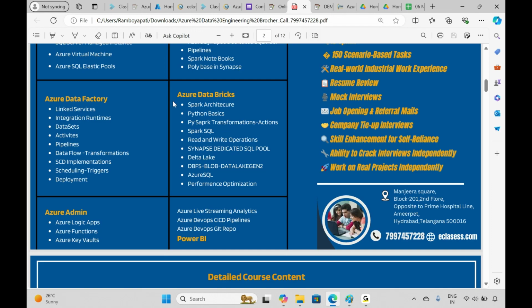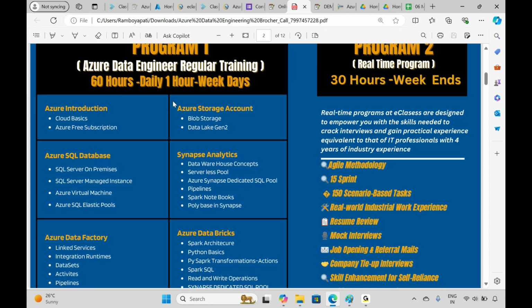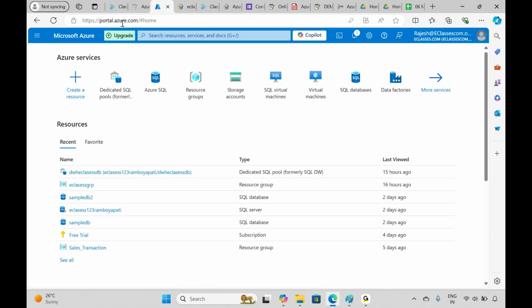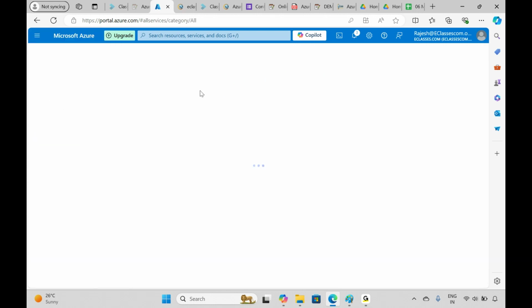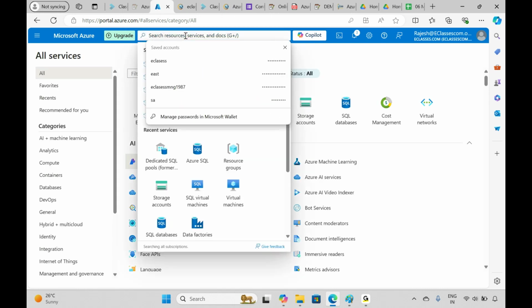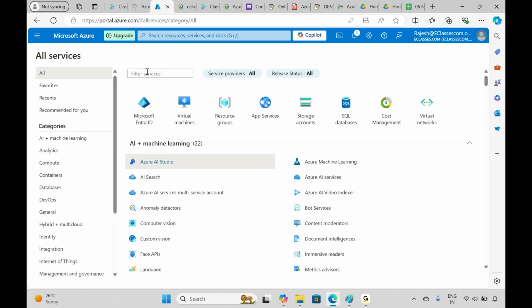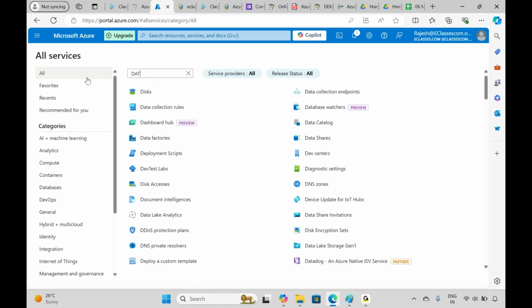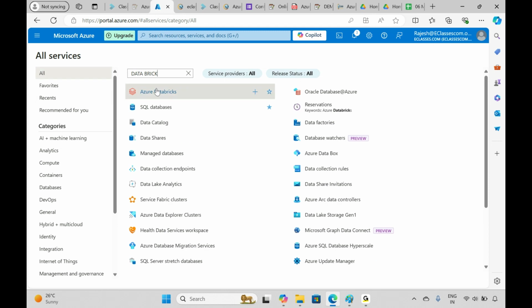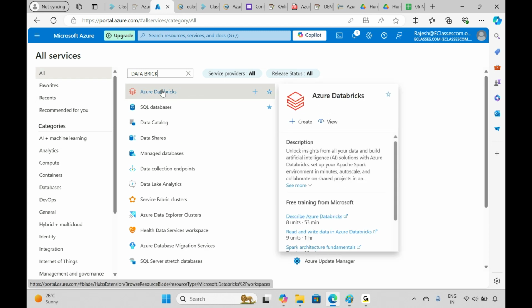So where are you going to see all these services and the softwares? Simply you can log into portal.azure.com. Inside this portal.azure.com, what are all the services you want? You can see under all services. For example, if you want a data factory service, then simply you can search for data factory service here. See, there is a data factory service, and also you can see there is a Databricks service. Azure Databricks service is there. So this is how you can find out whichever services you want. You can create and implement your project over here.